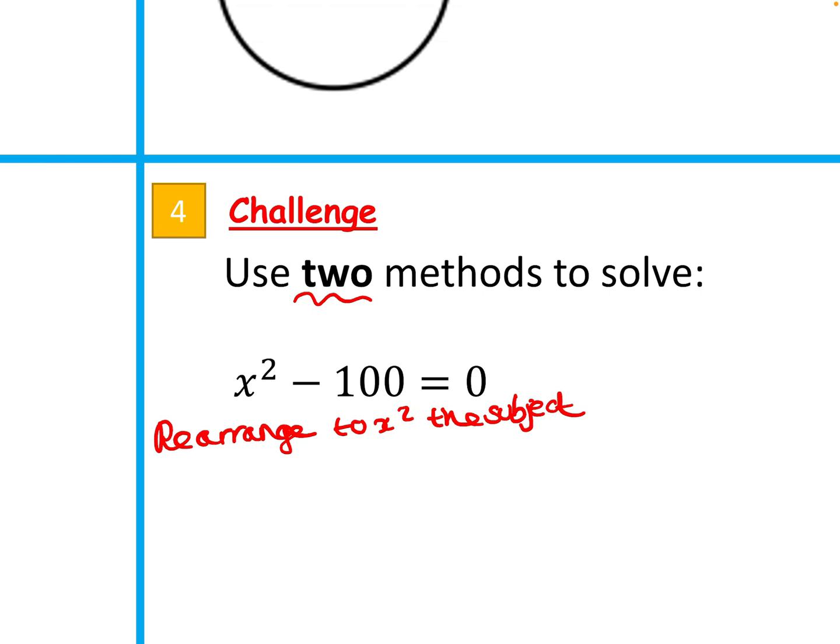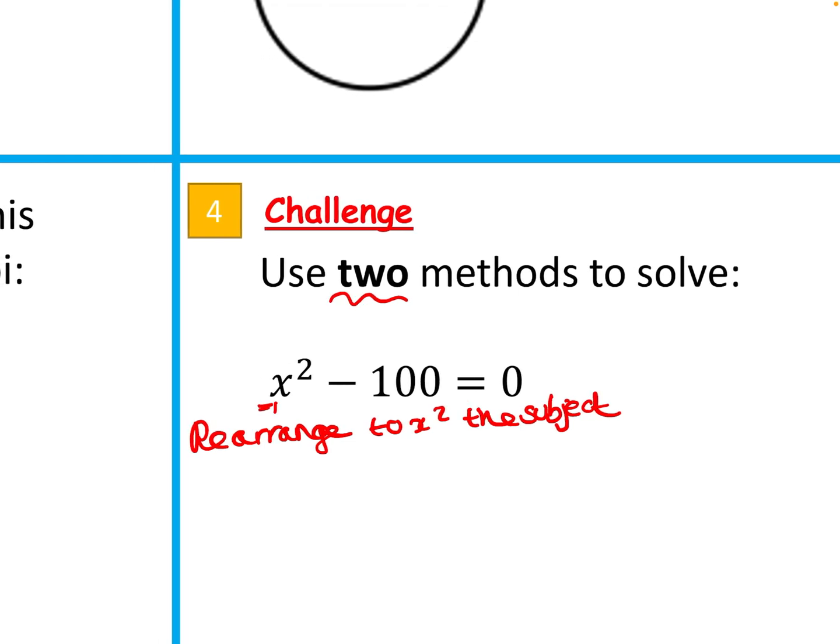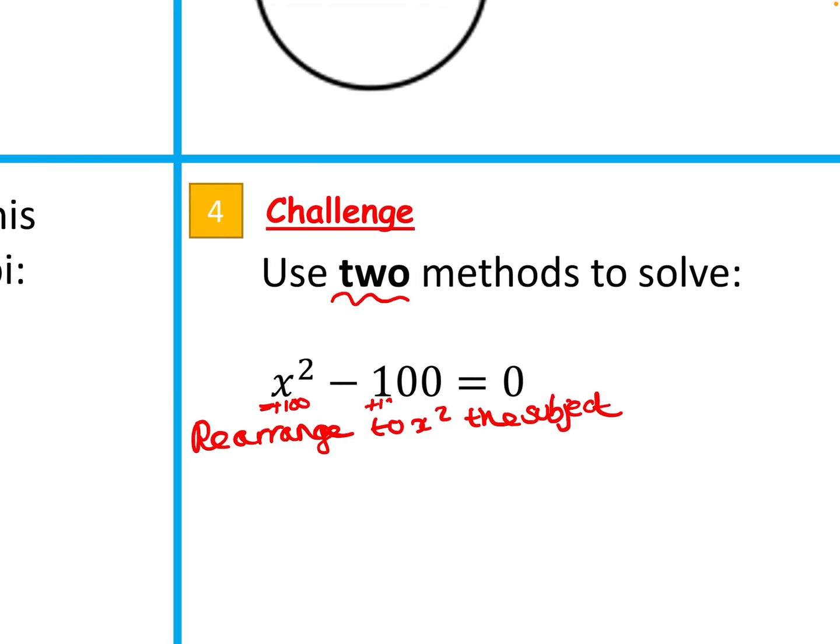And I can do that because adding 100 to both sides is going to give me x squared equals 100. Now that all my x's are together and that they're squared, I need to take the square root of both sides to get me that x equals 10. Remembering there is also a negative answer there. So there are my two answers. x is 10 and x is negative 10.